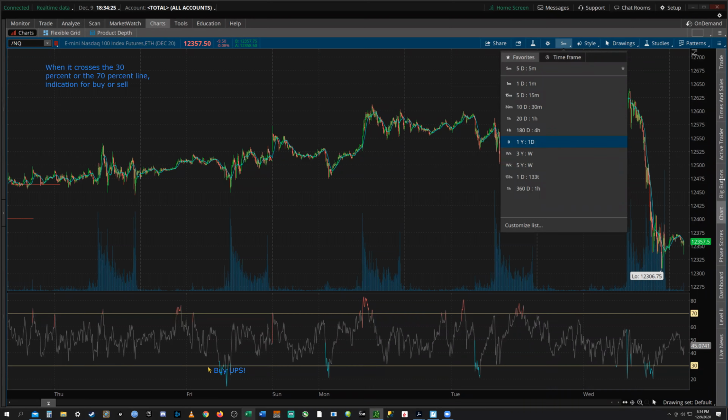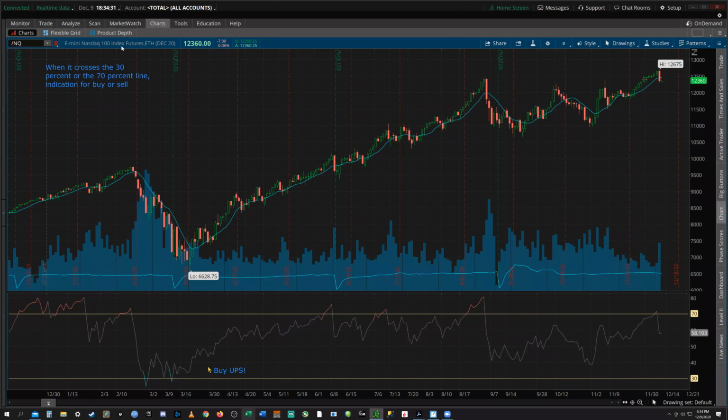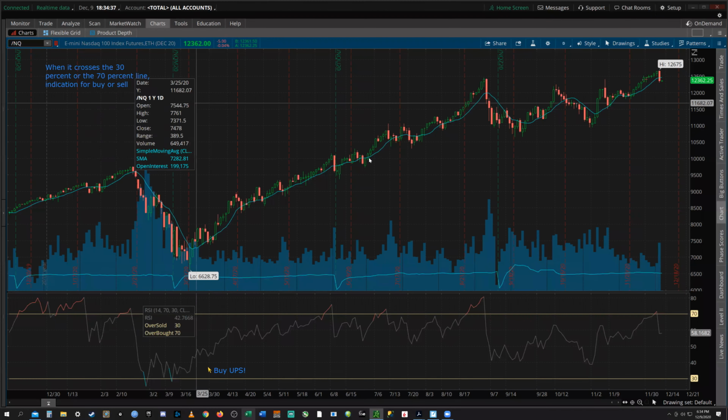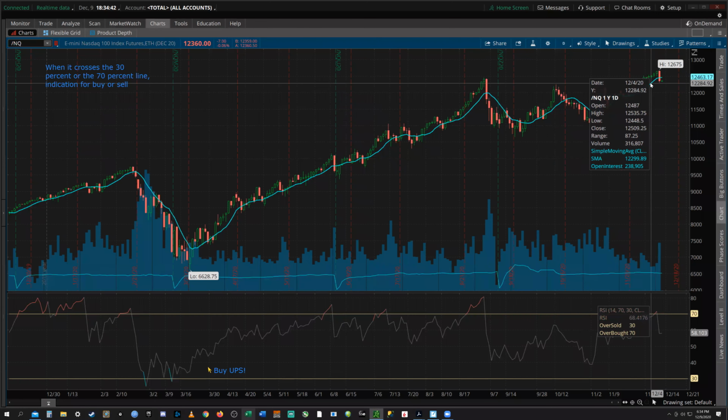So if I were to look at NQ, you can see right here, E-mini NASDAQ 100 index futures. This is a futures contract for the NASDAQ composite, and it follows very similar to QQQ. It just trades 24 hours, starts on Sunday, ends Friday.